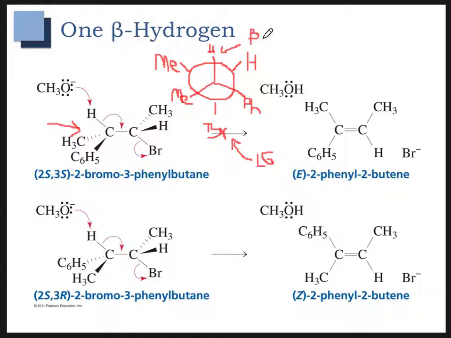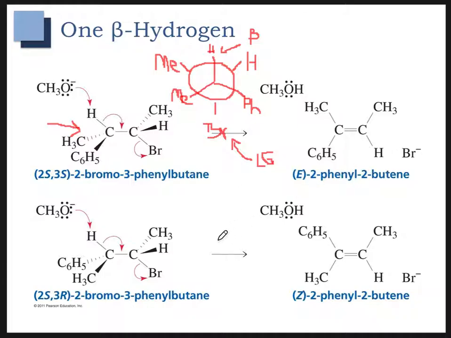The base will come here and pull off this beta hydrogen. The electrons are going to come down to form the double bond, and the bromine falls off. You can see that when this alkene is formed, the two methyl groups are going to be on the same side in the product. And the benzene ring is going to be on the same side as the hydrogen. So that's how we figure out the orientation.